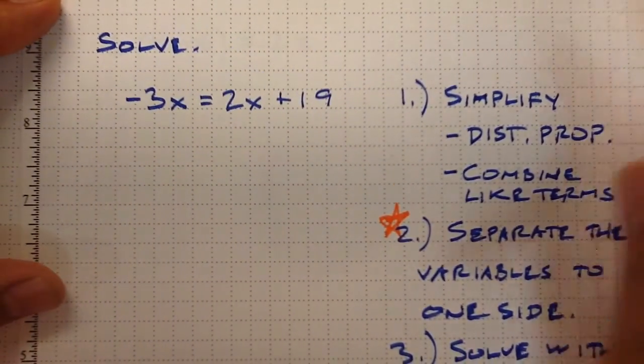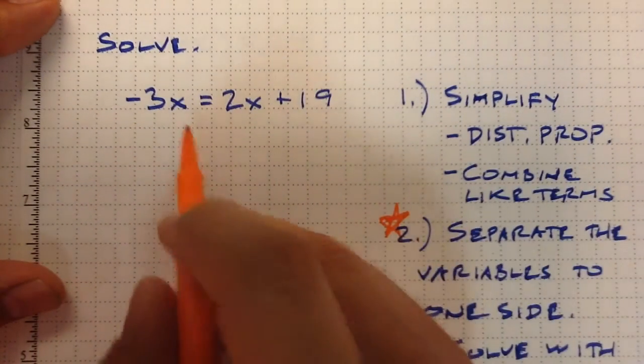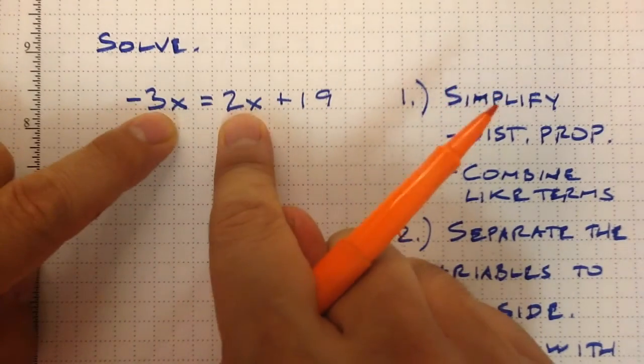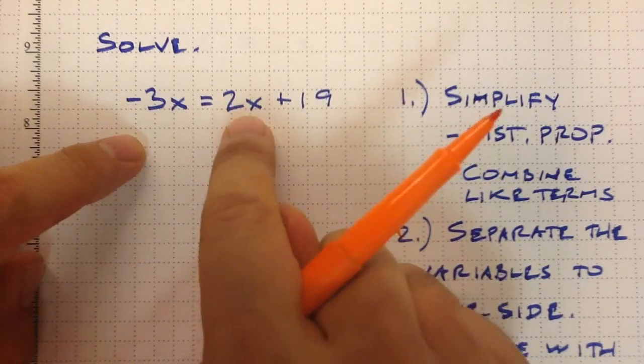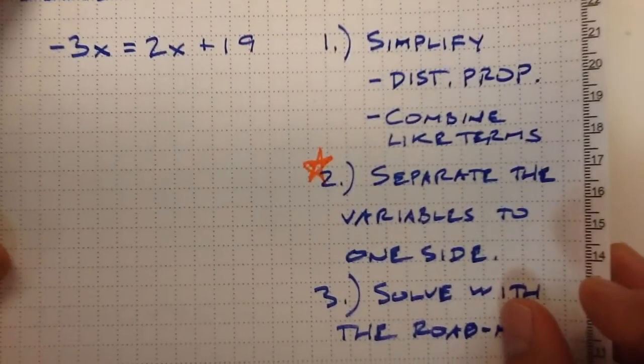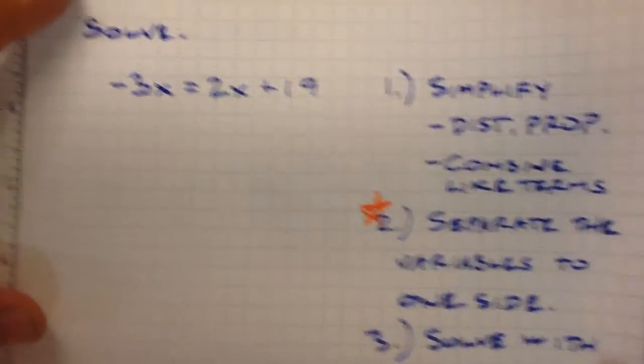So step 1 is simplify. Well, I don't see any parentheses to do distributive property. And these like terms are on opposite sides of the equation. I can't just move them. So step 1, there's nothing to be done. All right, so now step 2 is separate the variables to one side.